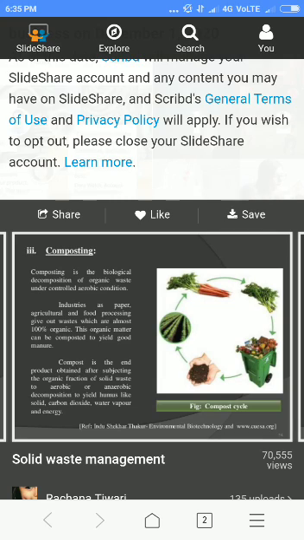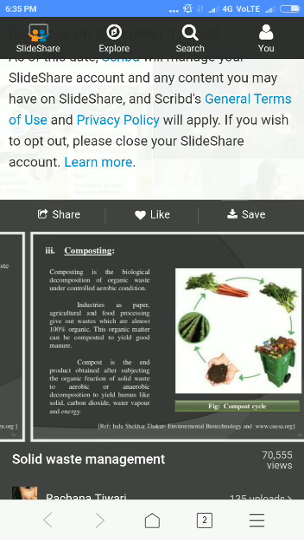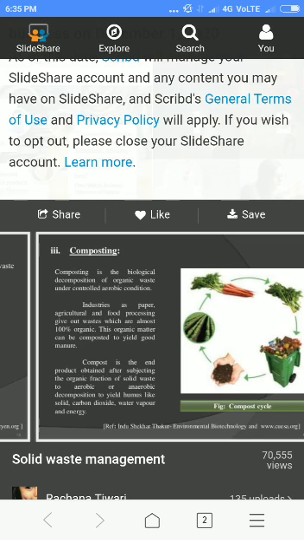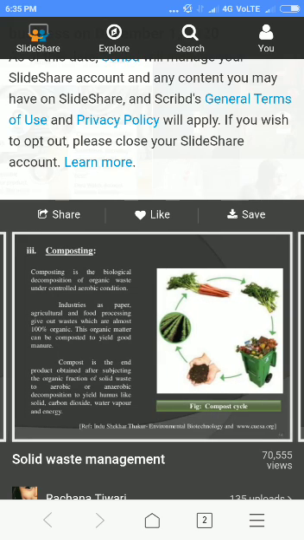Now, one of the most important methods is composting. Composting is the biological decomposition of organic waste under controlled aerobic conditions. Industries such as paper, agricultural, and food processing give out waste which is almost 100% organic. This organic matter can be composted to yield good manure. Compost is the end product obtained after subjecting the organic fraction of solid waste to aerobic or anaerobic decomposition to yield humus-like solid, carbon dioxide, water vapor, and energy.